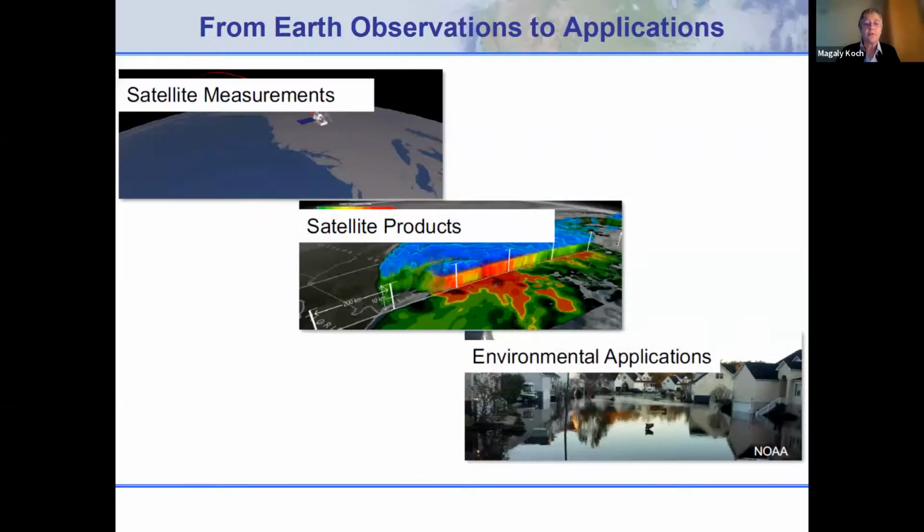So we want to convert the electromagnetic radiation into a satellite product that can then be used and analyzed by using models and applied to environmental studies. So here in the middle, let me show you.